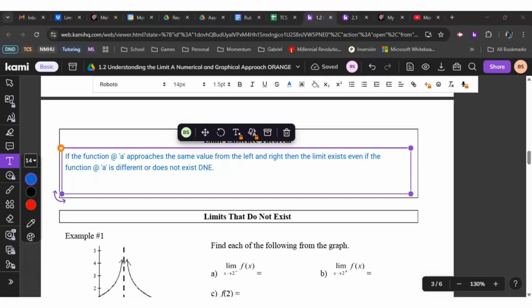Martine, do you have that written down, buddy? Mariana, you got it written down? Yes. Okay.